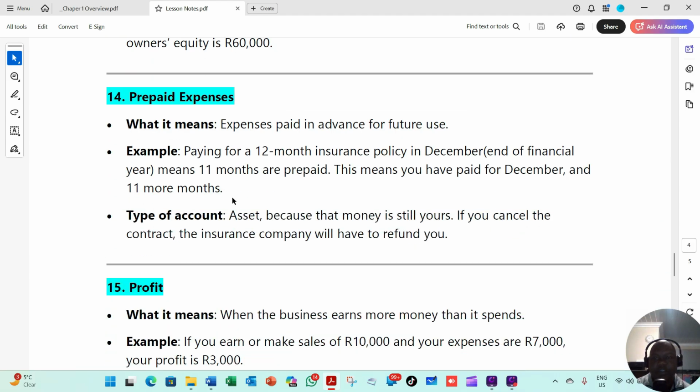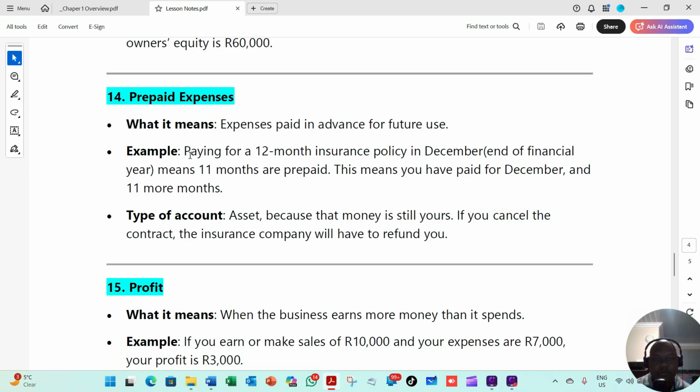And then we have another concept, prepaid expenses. Remember up there we had accrued expenses. Now we have prepaid expenses. A prepaid expense is an expense that we as the business have paid for in advance.